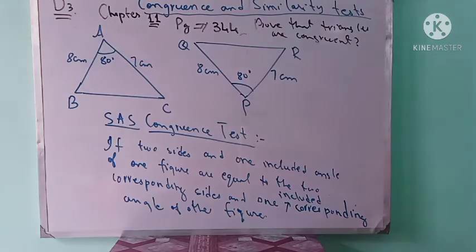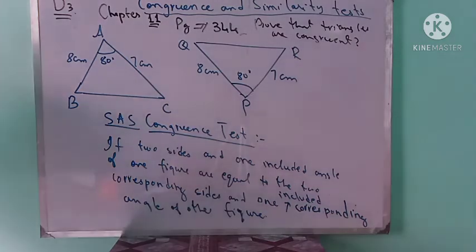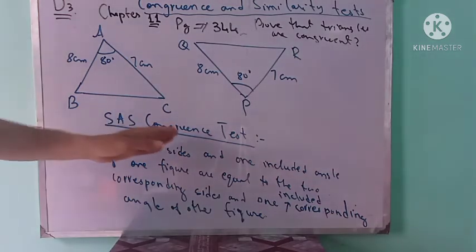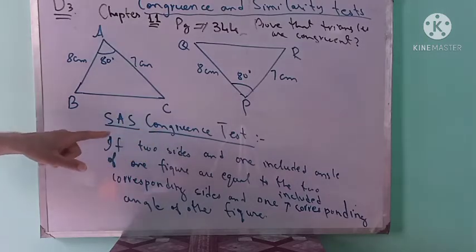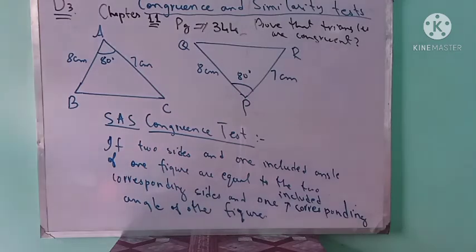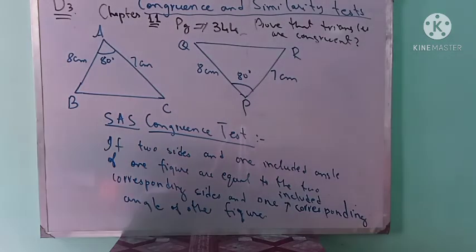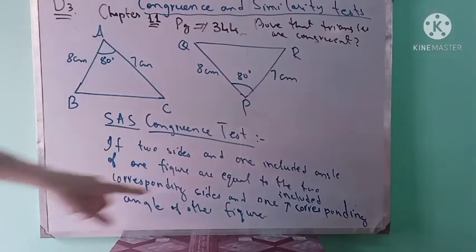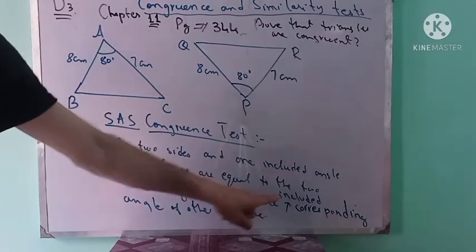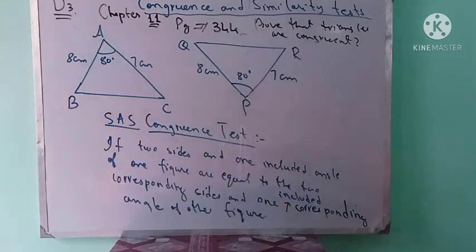Okay, dear students, this is the next question for you, and this is about the SAS congruence test, side angle side. What is the abbreviation of SAS? Side angle side, right? So what is the definition of this test? If two sides and one included angle of one figure are equal to the two corresponding sides and one included corresponding angle of the other figure, then those two figures are called congruent figures.